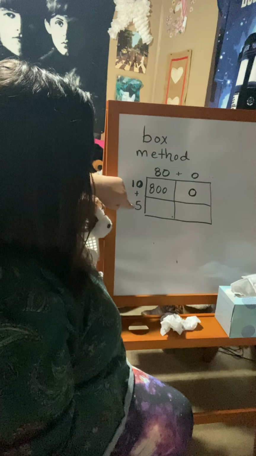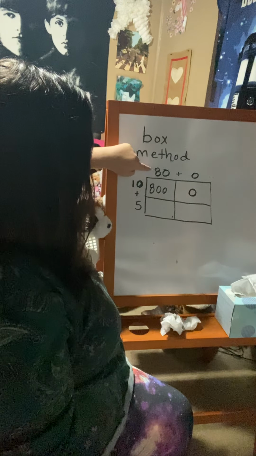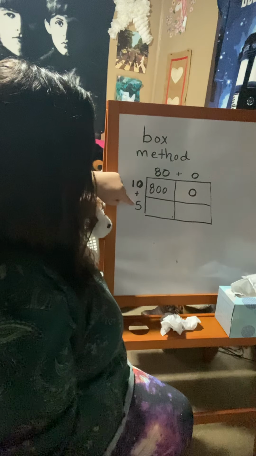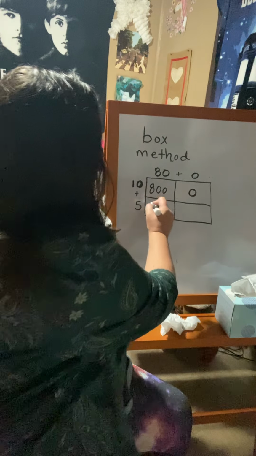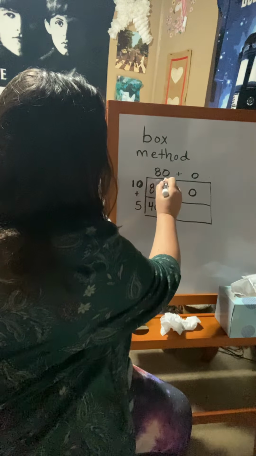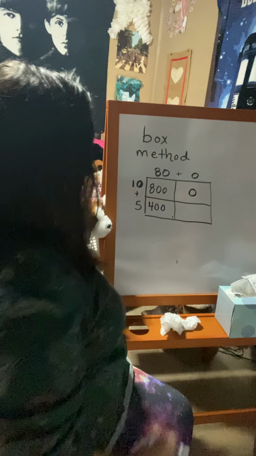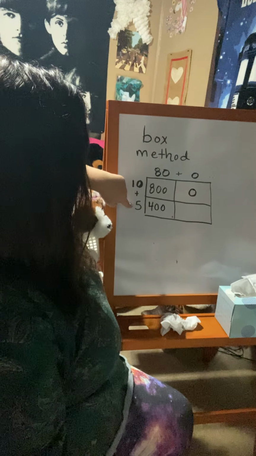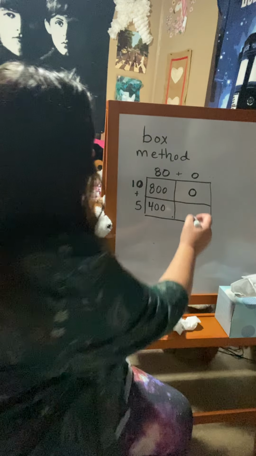What about 5 times 80? Well, you take the numbers 8 and 5. 8 times 5 is 40. And then you just add on that 0. You add on this 0. So it's 400. What about 5 times 0? It's 0.